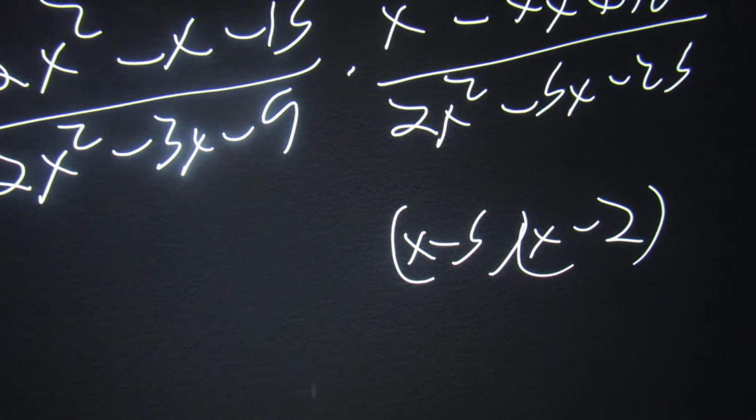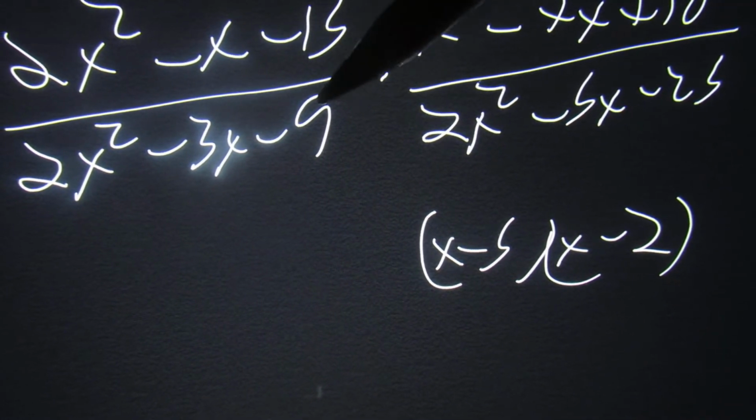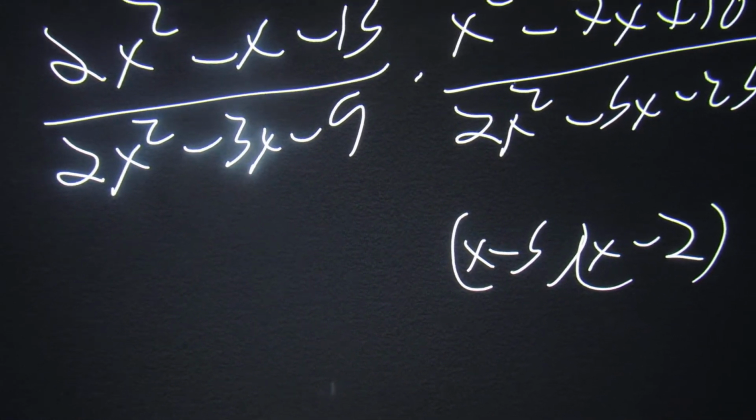Okay, so now what I'm going to do is look at the bottom ones. We have a 5 and a 2. Neither one of those will go into a 9, so I'm not going to do that one next.